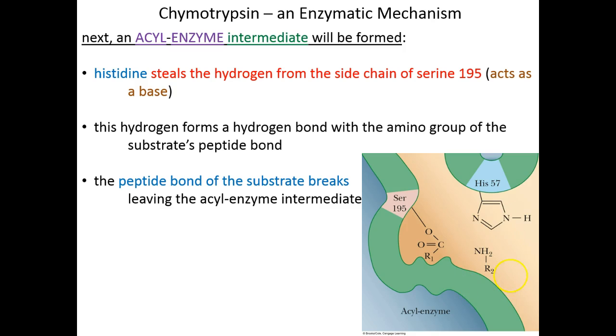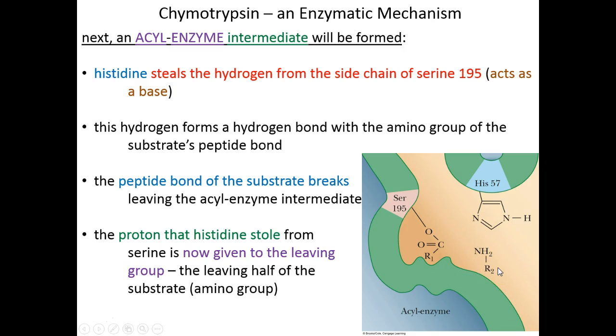This half of the substrate that we see here is now the leaving group. That half of the substrate molecule leaves the active site and floats off back into the environment. Histidine acted as an acid in this case. It donated a proton in this scenario, gave up a proton so that the nitrogen would have the 3 bonds that it needs to be satisfied.